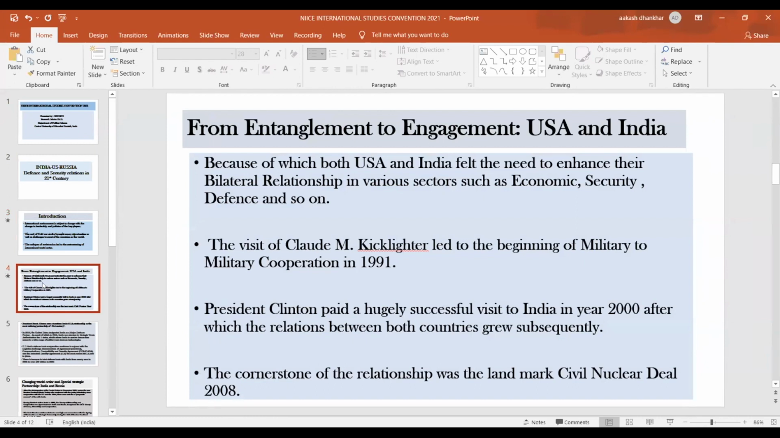India felt the need to enhance their bilateral relationship in various sectors such as economic, security, defense, and so on. The visit of Mr. Pickering led to the beginning of military-to-military cooperation in 1991. President Clinton also paid a hugely successful visit to India in the year 2000, and after his visit, the relations between both the countries grew subsequently. And the most important and landmark cornerstone was the civil nuclear deal in 2008.